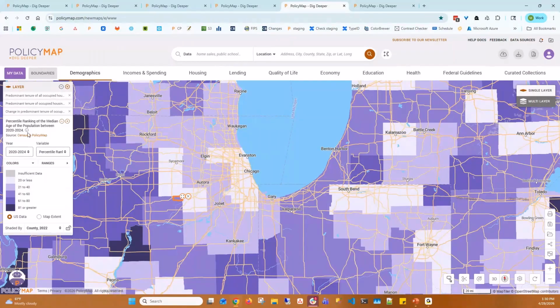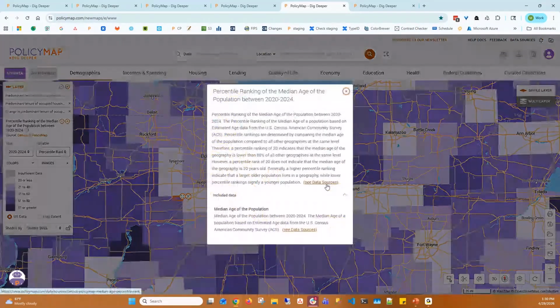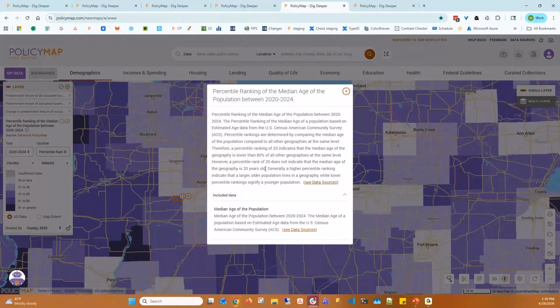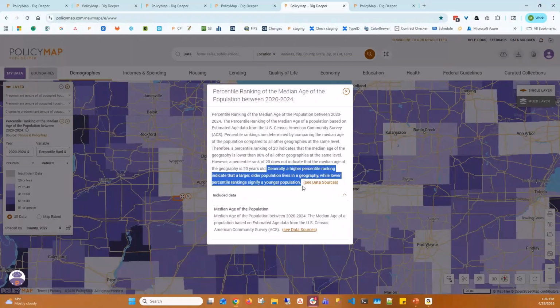The i is a really good, useful thing to get a little bit more information about these indicators. As you can see, we gave a little bit of hints because we recognize that percentiles, while incredibly useful, can be a little confusing. Even as data people, we can get a little backwards in understanding what means something when it's high versus low. So we have here, generally a higher percentile ranking indicates a larger, older population living in that geography, while a lower one signifies a slightly younger one.